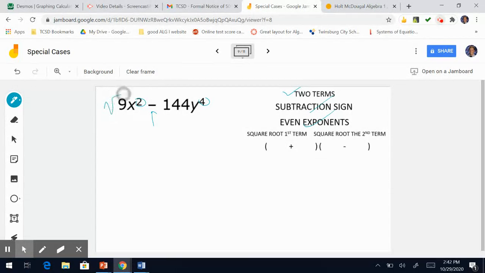Square root the first term. What is the square root of 9x squared? We've seen this before. Good. 3x. What is the square root of the second term? What's the square root of 144? Does anyone know? Come on, think about it. Oh, I heard it in the back there. 12. And then what's the square root of y to the 4th? So y squared times y squared gets you y to the 4th. So my base there is y squared.